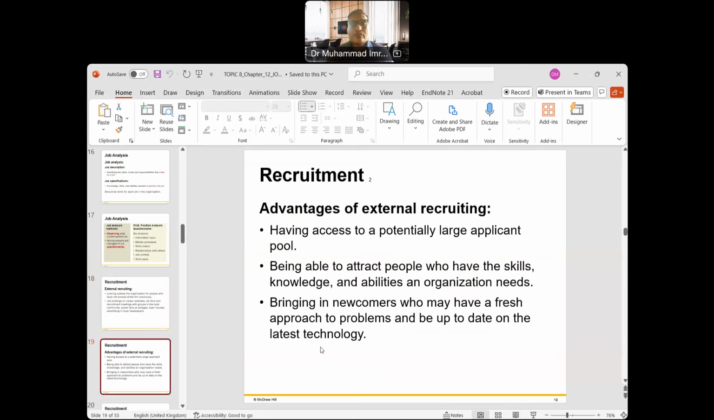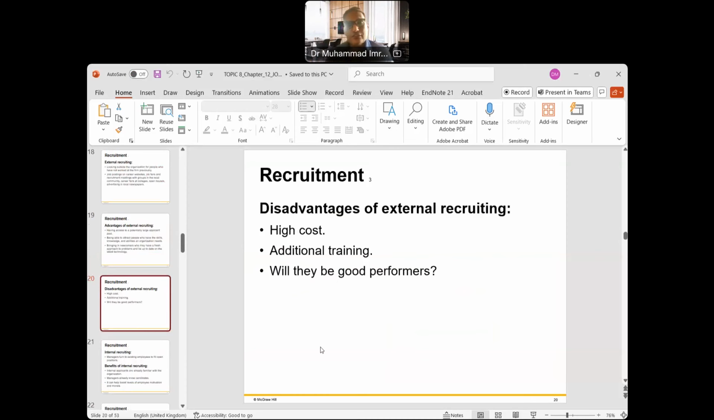Advantages of external recruiting: having access to a potentially large application pool, a bunch of people. Being able to attract people who have the skills, knowledge, and ability, bringing in newcomers who may have a fresh approach to problems and be up to date on the latest technology. But there are disadvantages: high cost and additional training. We have to give them training about our culture and our working style, and you will still be confused. Then we realize after 3 months or 6 months whether they will perform or not, because you don't know.